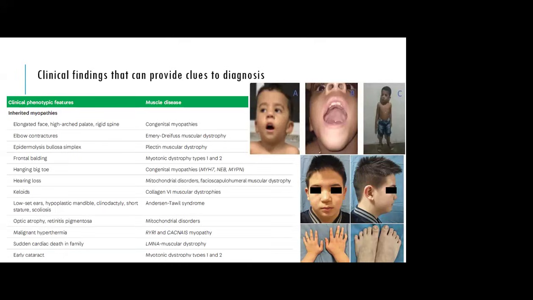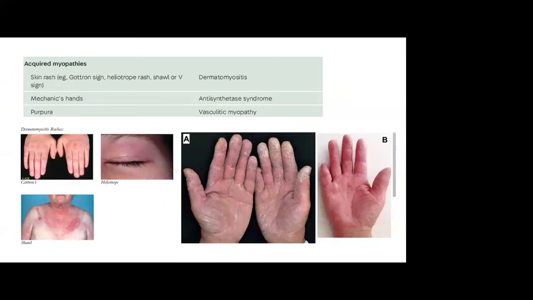Then hearing loss, as we know, is more common with the mitochondrial disorders, and FSHD can also have hearing loss. Keloids are seen in collagen 6 muscular dystrophy, that is Bethlem myopathy. Then optic atrophy and retinitis pigmentosa are common with mitochondrial disorders. Malignant hyperthermia is common with RYR1 and the calcium channel myopathies. Sudden cardiac death in the family suggests LMNA muscular dystrophy, and early cataract suggests myotonic dystrophy.